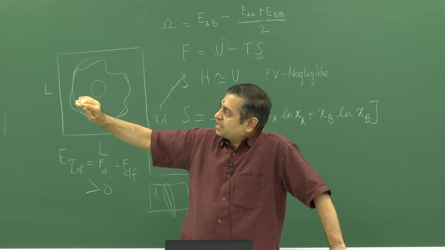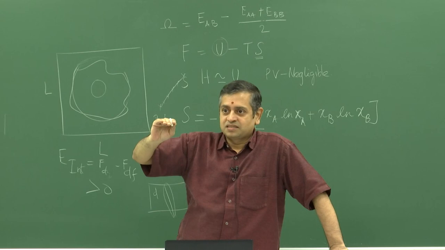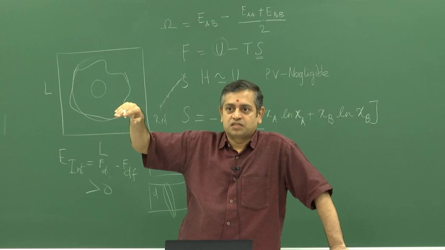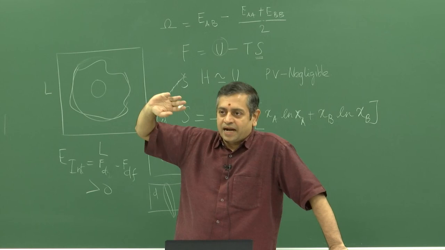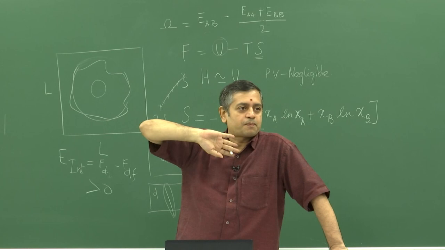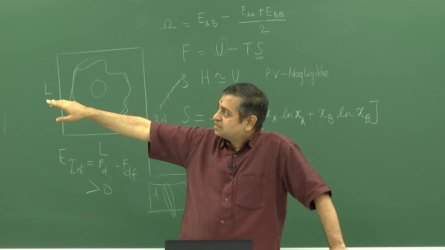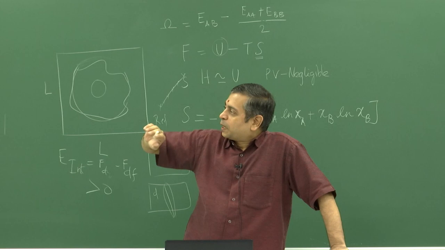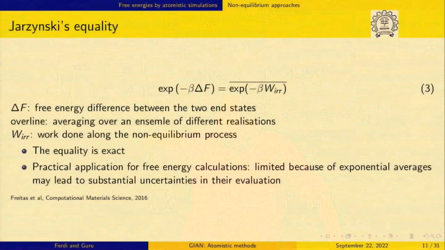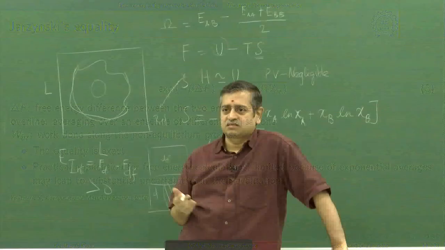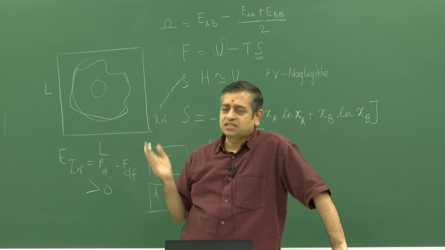Jarzynski's equality says that if you take an arbitrary non-equilibrium path, the work done along the path, that is irreversible, if you take exponential of minus beta times that and average over the ensemble, you will get this del F. This is very nice, the equality is exact, it is not an approximation. But the practical application for free energy calculations is limited, because if you want to exponentiate something and average, there could be large statistical uncertainties in the evaluation. It is a numerical thing, you take some exponential and try to average, and you might end up with huge uncertainties.